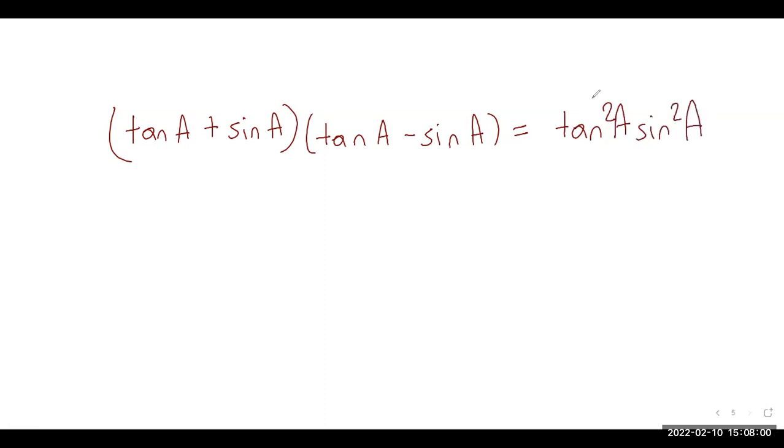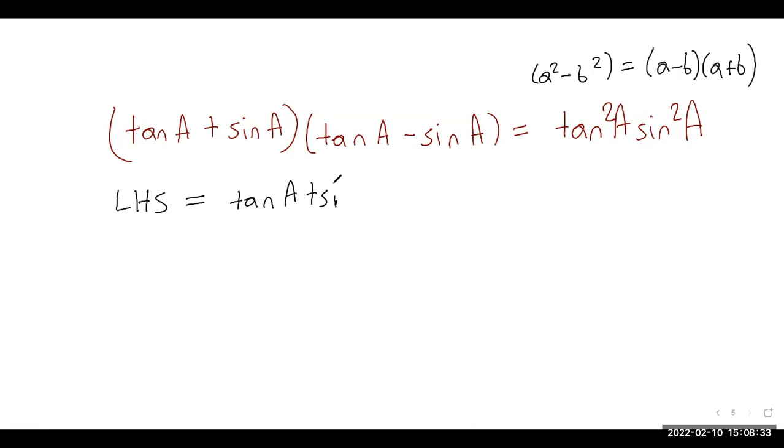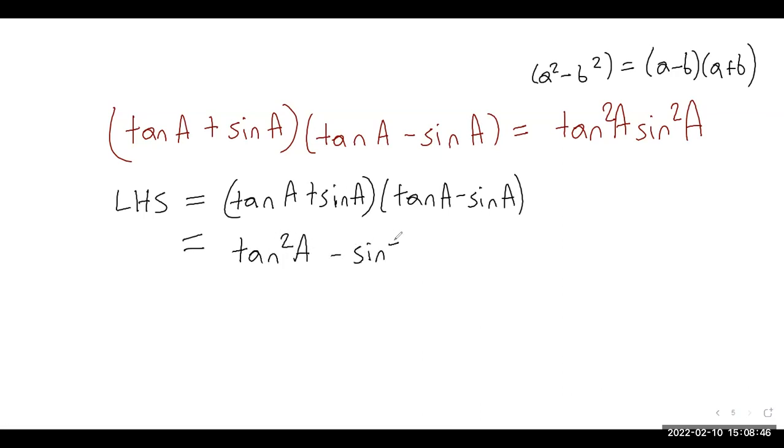Now, whenever we're doing these proofs, Jamie, always prove from left to right. You need to prove that the left side of the equation is the same as the right side. So we write down LHS. LHS means left-hand side. Now, Jamie, do you remember difference of two squares? A square minus B square is what? A minus B times A plus B, right? So in this case, the left side, tan A plus sine A times tan A minus sine A, is just the difference of two squares, and I can write it as tan square A minus sine square A. Can I do that?